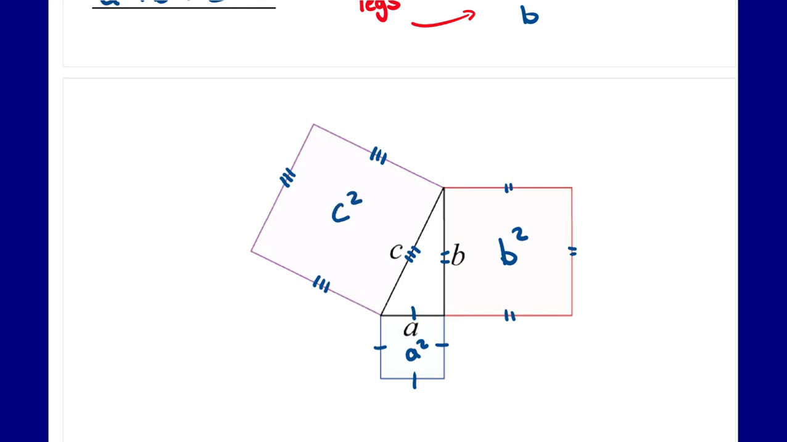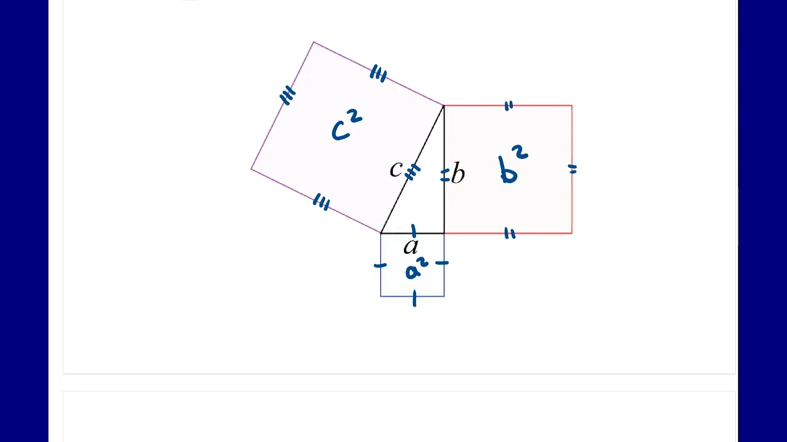Right? So if I take the square made off one leg plus the square made off the other leg, it will equal the square made off the hypotenuse. So again, that's another way that we can come up with the proof for it. So a squared plus b squared equals c squared.